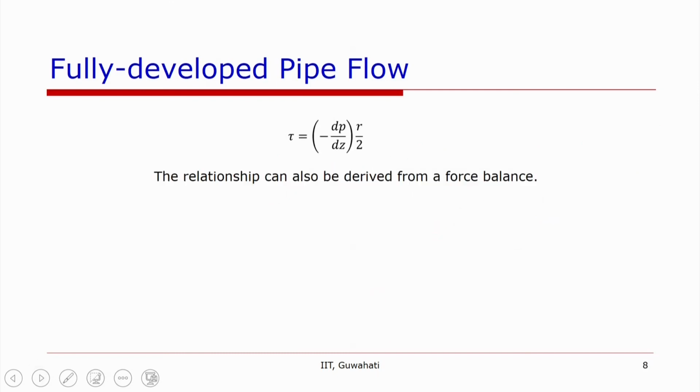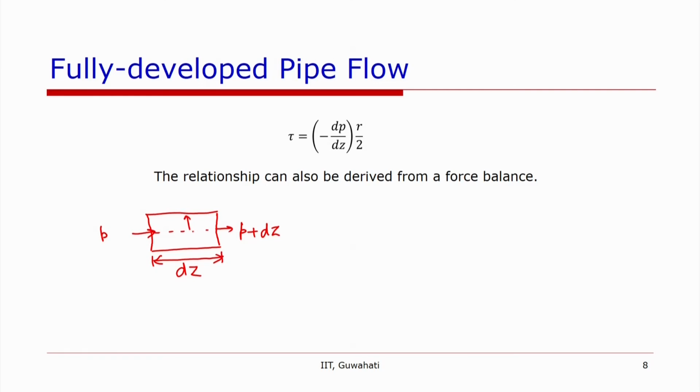Okay. So this relationship, we can also look at through a force balance in a channel. So let us see, if you have a fluid element which has a length of dz and the pressure at the two ends is P and P plus dP, the radius of this cylindrical fluid element is r, and if we write the force balance, pressure will be acting in this direction on the element.